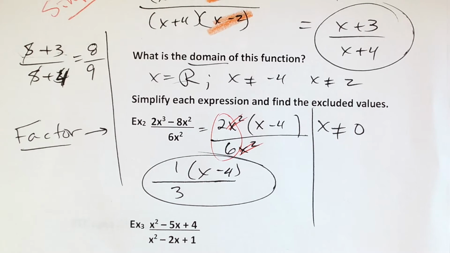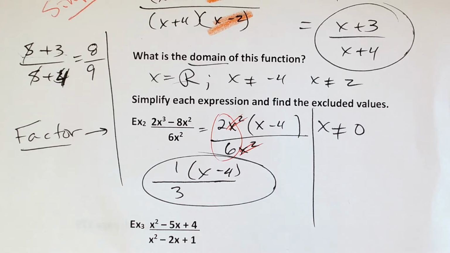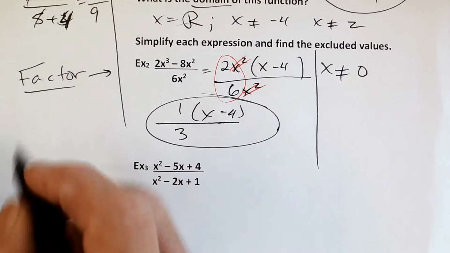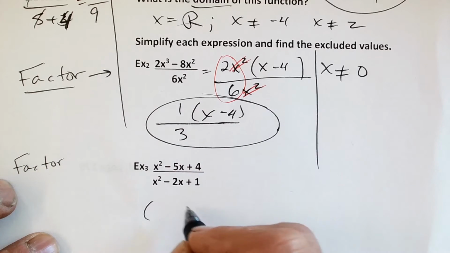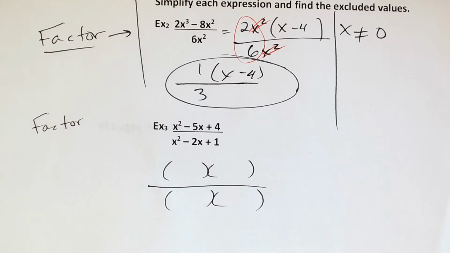So we just simplified, just like our warm-up. We just reduced and simplified, but with x's, okay? Okay, example 3. Let's factor. So I'm going to have to factor on the top, and factor on the bottom, okay?